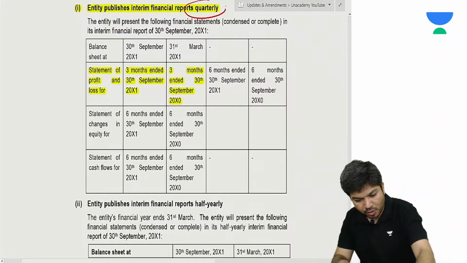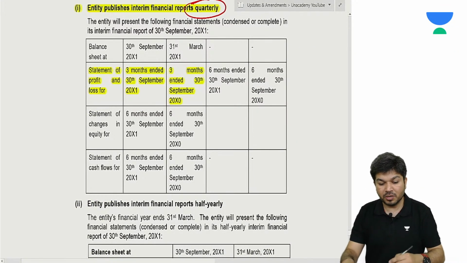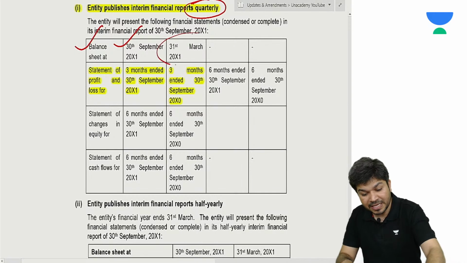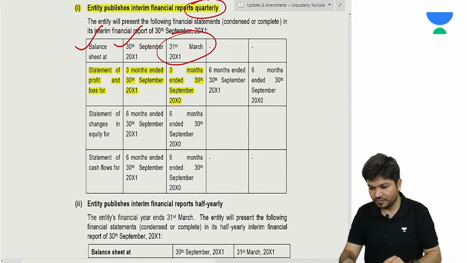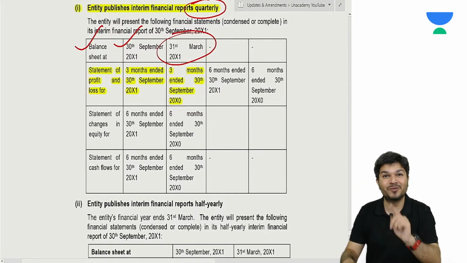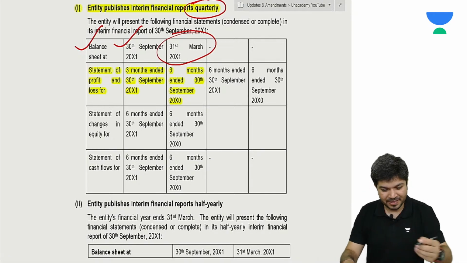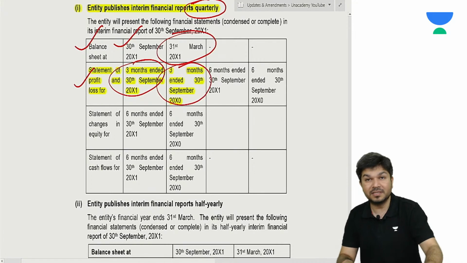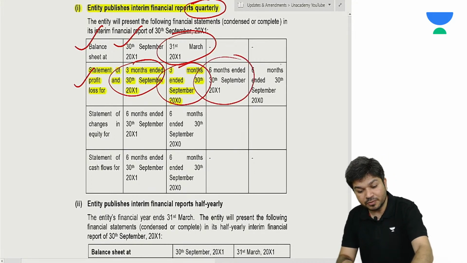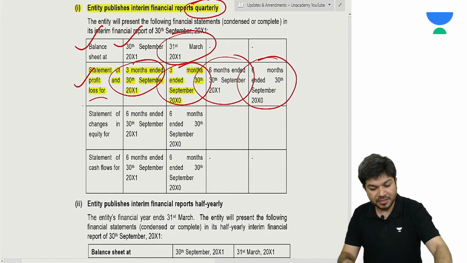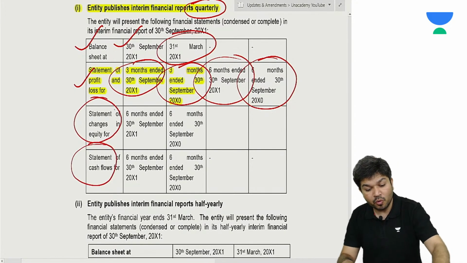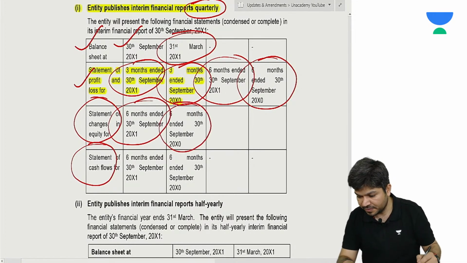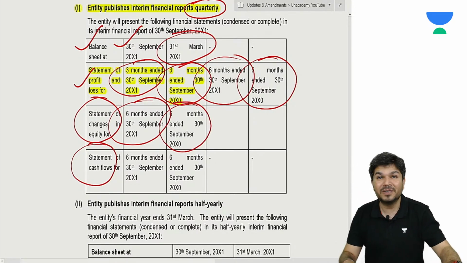If you are preparing quarterly, the balance sheet is 30th September 1 and here March 1, not September 2000. In the P&L, you need 3 months current, 3 months previous, and you also need year to date. But in your statement of changes in equity and cash flow, you only need year to date: the 6 months ended September 1 and the previous 6 months. Are you clear? Okay, this is if you are preparing quarterly.